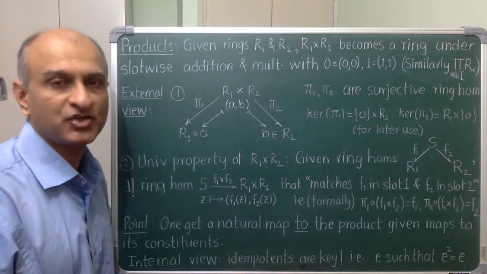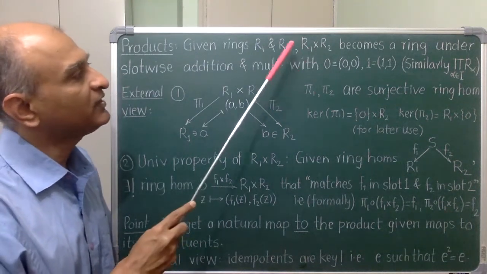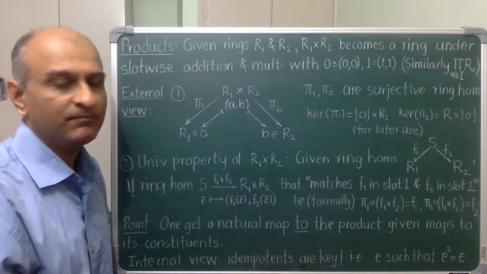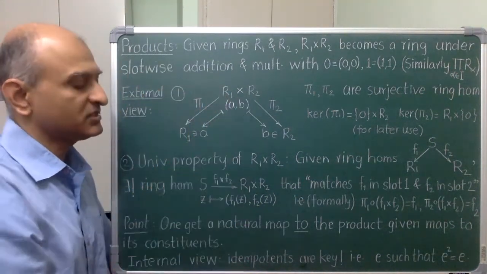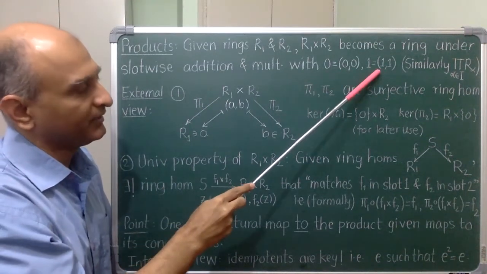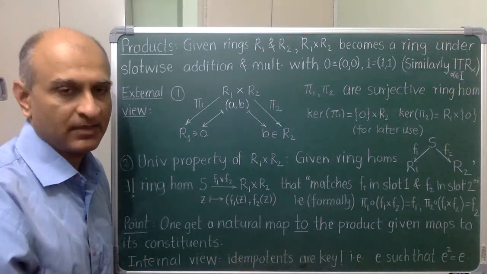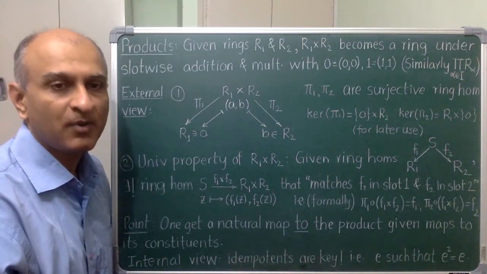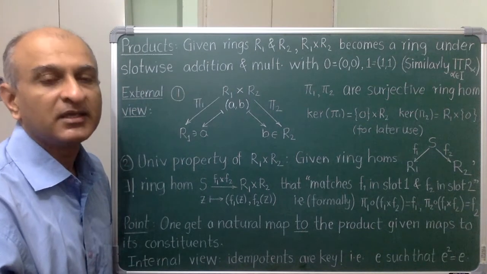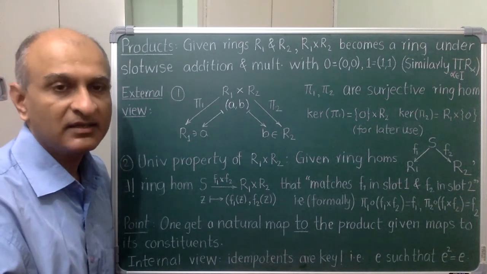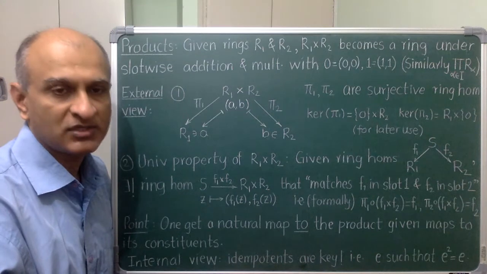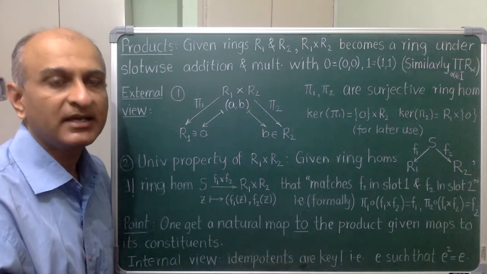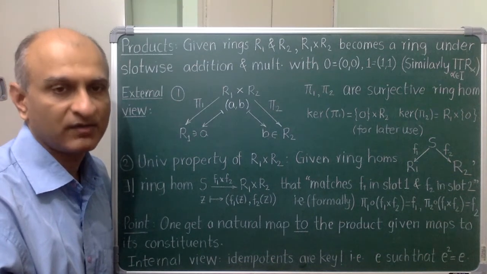Let's discuss products of rings. Given two or more rings, their Cartesian product becomes a ring under slot-wise operations and obvious 0 and 1. So, what more is there to say? Well, the point is often not so much to take the product of given rings; rather, given a ring R, how do I recognize if it's isomorphic to R1 cross R2 or at least related to R1 cross R2? Because then I can try to understand R in terms of R1 and R2.